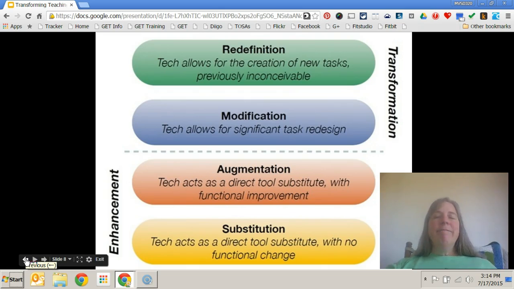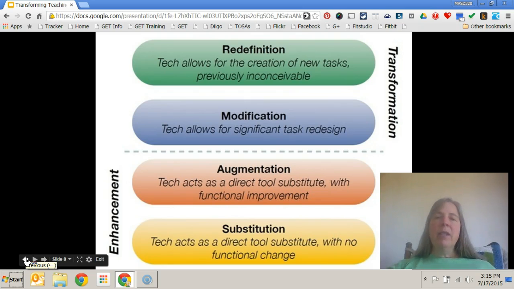So there are lots of different uses for technology, and this is just one model for you to take a look at and see what you think, and see if you can start thinking about where activities that you do in your class fit, and maybe what you could add that would fit in the different places. There's going to be a little bit of discussion.